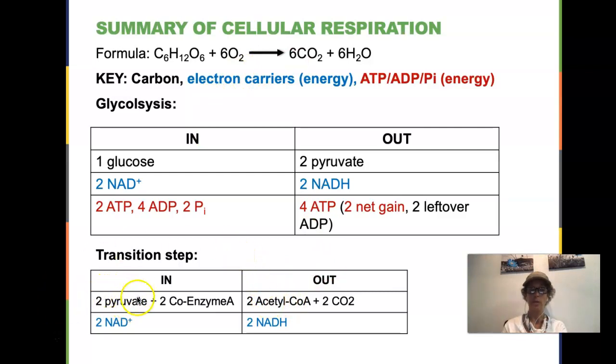Each pyruvate has 3 carbons. 1 exits the system as carbon dioxide. The other 2 are each attached to the coenzyme A. This process also requires the electron carrier NAD+. We oxidize the pyruvate to acetyl-CoA. The NAD+ captures those hydrogens to reduce NAD+ to NADH.